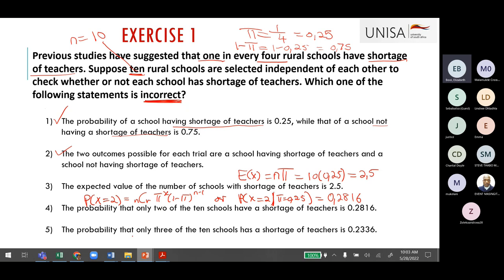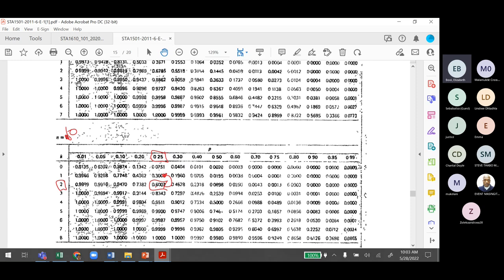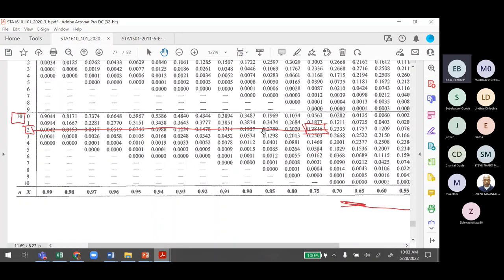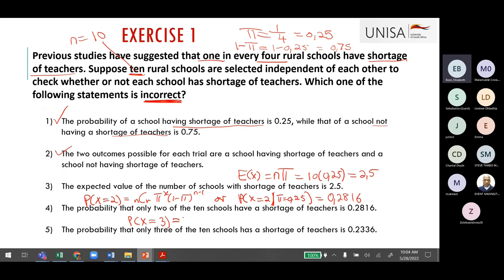The probability that only 3 of the 10 schools have a shortage, then we need the probability of X equals 3 of the same. So you just go back to your table. Those who are using 15.01 need to go find the table where n is equal to 10 to be able to answer that question. Here we just go to the one at the bottom because we're looking for 3, and it says 0.2503, which is incorrect. So we know that all these are correct and this is the incorrect answer. And that's how you will answer the questions.